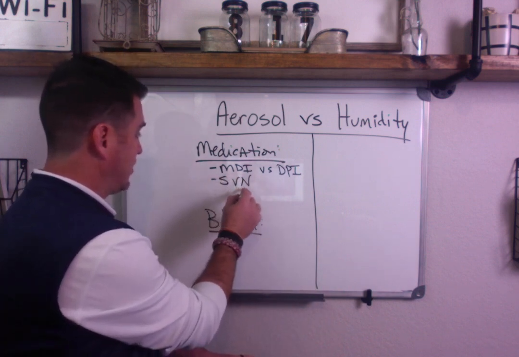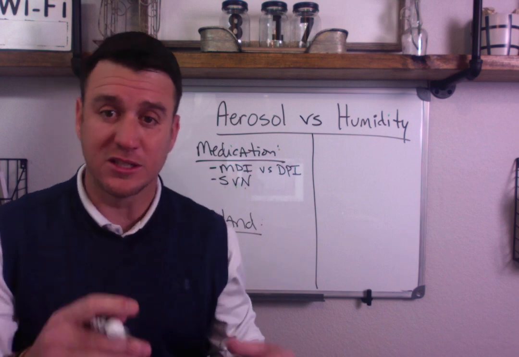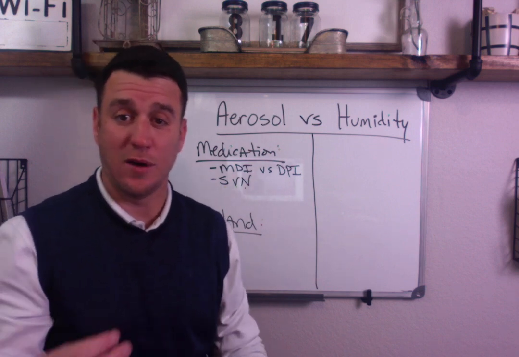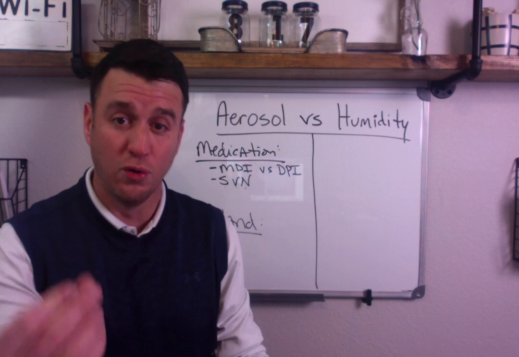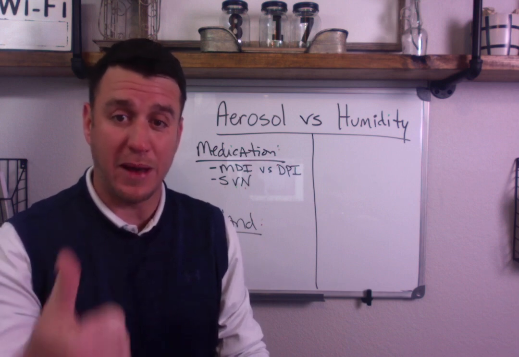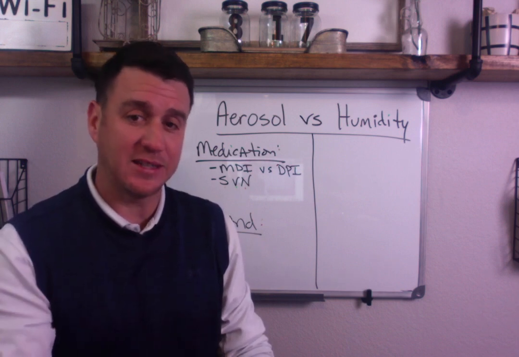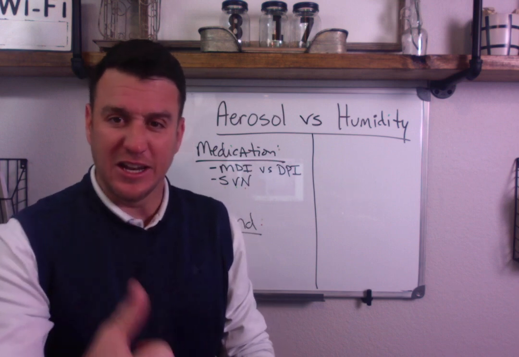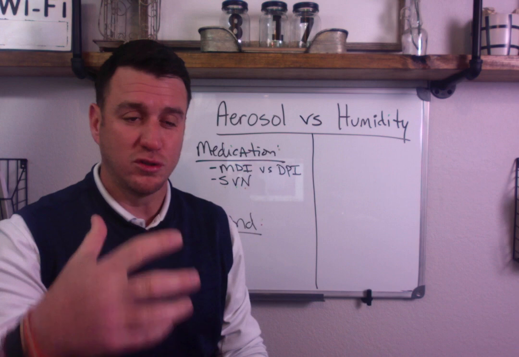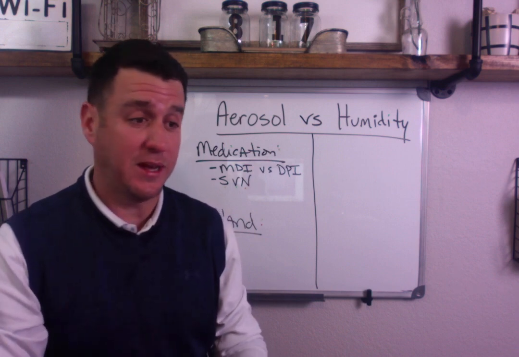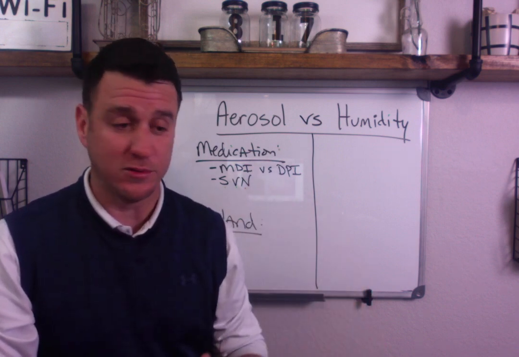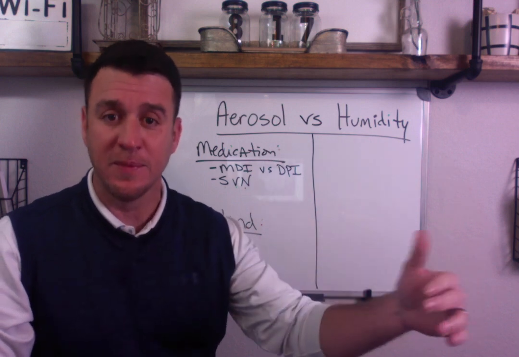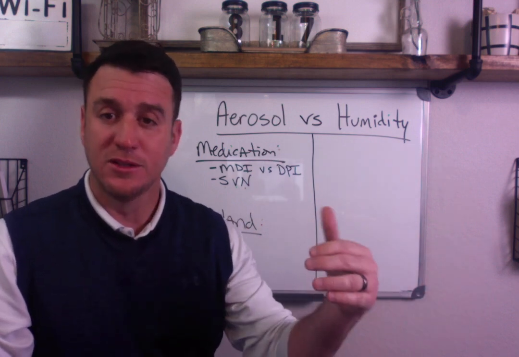Now, the next thing we go to is SVN. This is a small volume nebulizer. A small volume nebulizer operates off of a flow of gas coming through the nebulizer. It uses a baffle. As the gas passes through the medication, it aerosolizes that medication, and then a baffle breaks it up into small particles. The patient then inhales those small particles, and that drug hopefully reaches the airways that it's designed to reach.